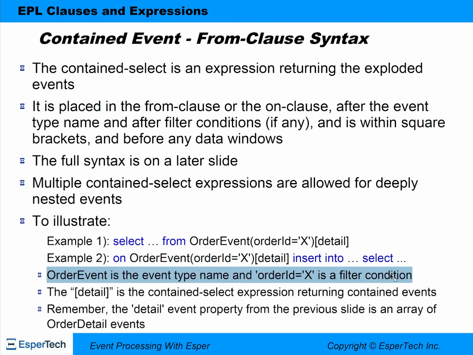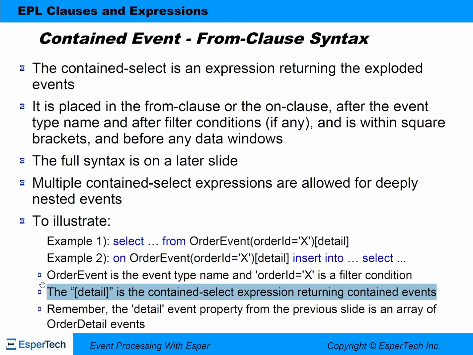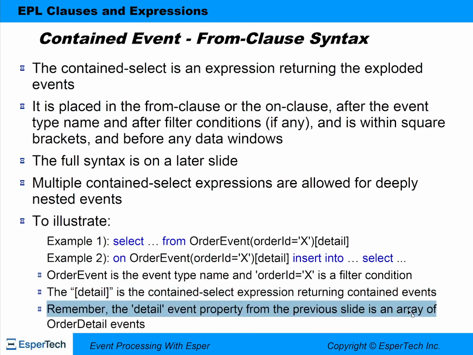OrderEvent is the event type name and orderId = 'X' is a filter condition. The square brackets detail is the contained select expression returning contained events. Remember, the detail event property from the previous slide is an array of order detail events.